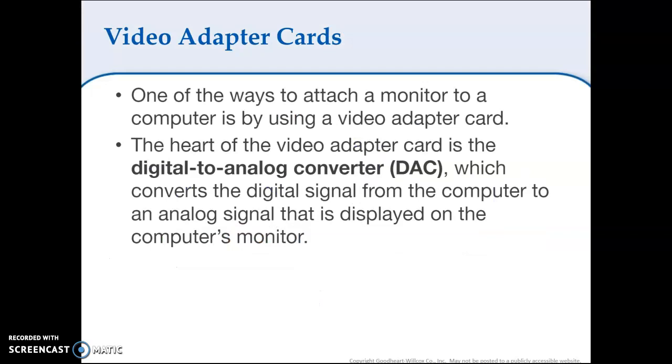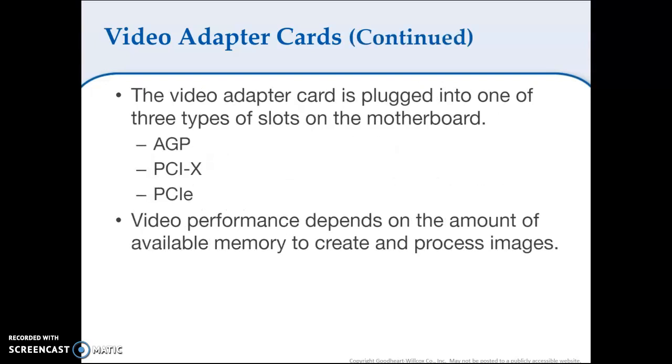Now, when it comes to video adapter cards, these are what's going to allow different monitors to be able to project higher definition displays. One of the ways to attach to a monitor is by using a video adapter card. You can also use a digital to analog converter, or a DAC, which converts the digital signal from the computer to an analog signal that is displayed on a computer's monitor. Those aren't necessarily needed as much anymore because everything is now HD and digital-based signals.